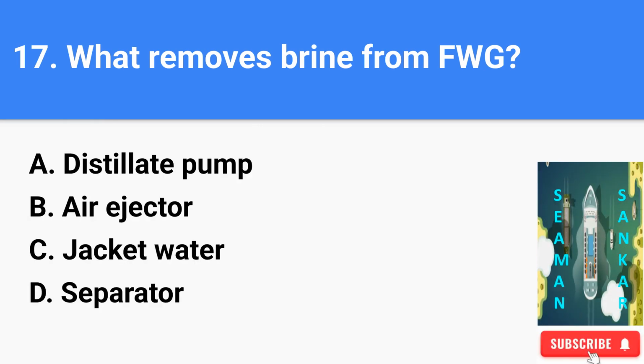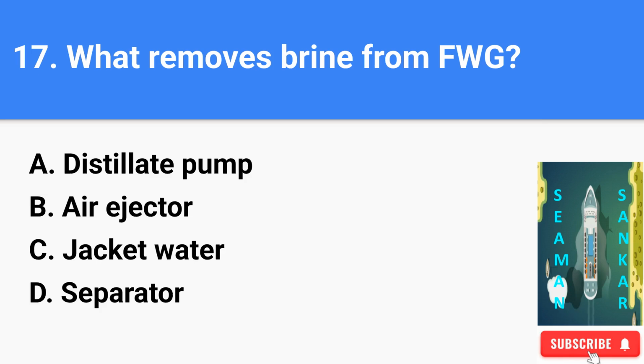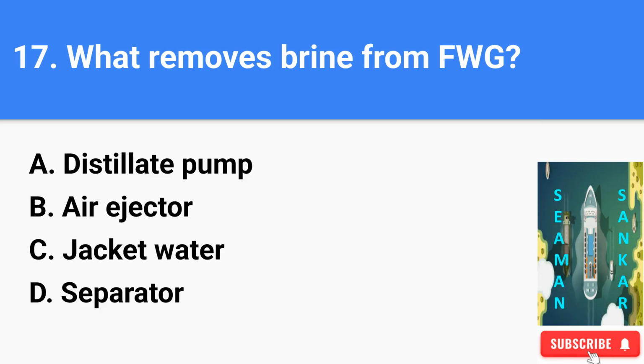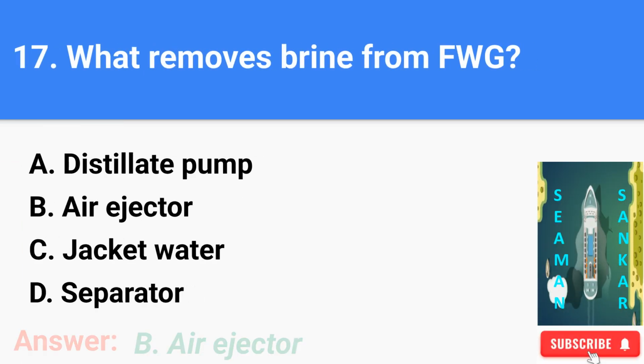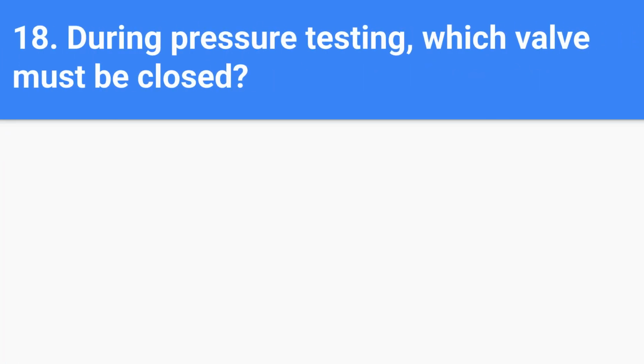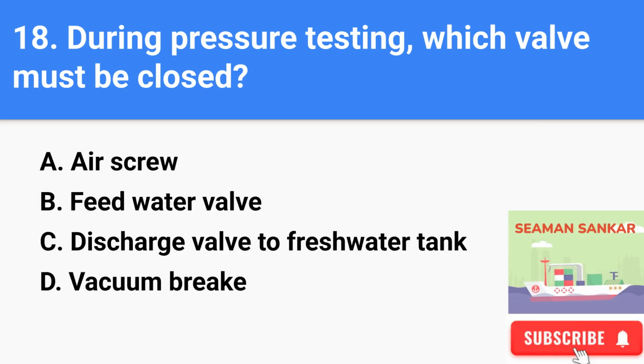Question 17. What removes brine from FWG? A. Distillate pump, B. Air ejector, C. Jacket water, or D. Separator. The component that removes brine from the FWG is B. Air ejector.